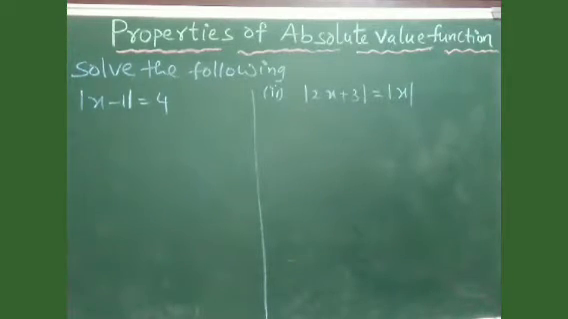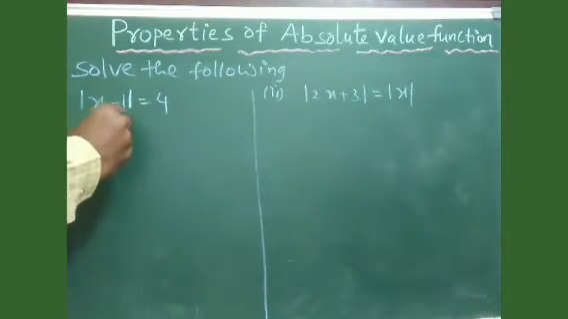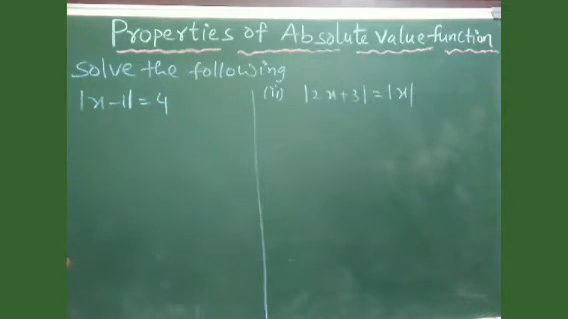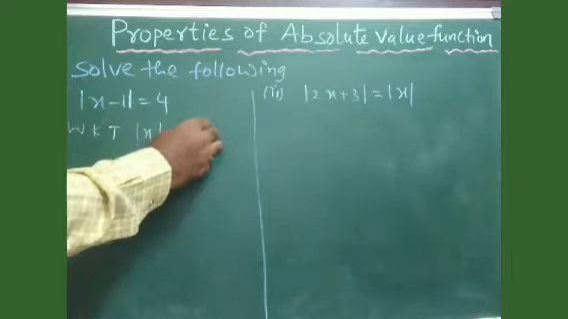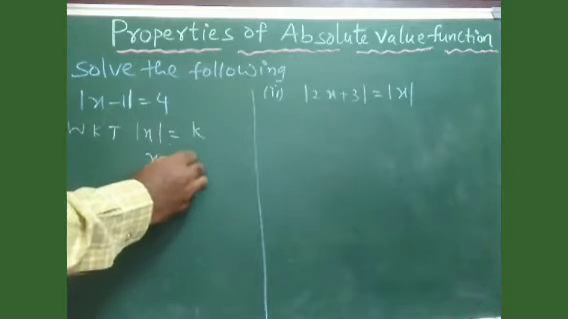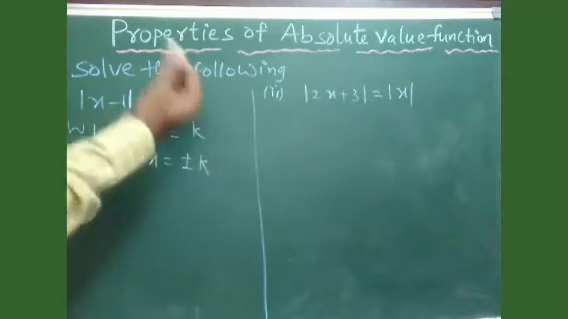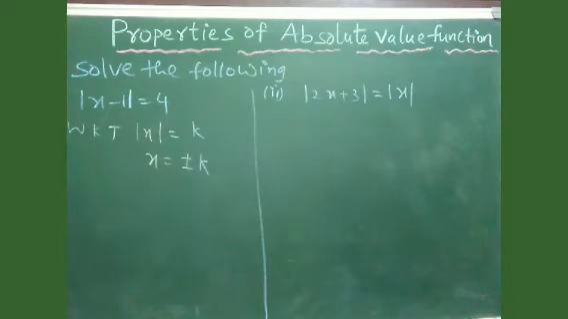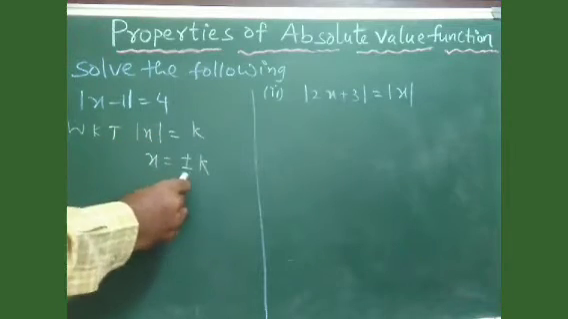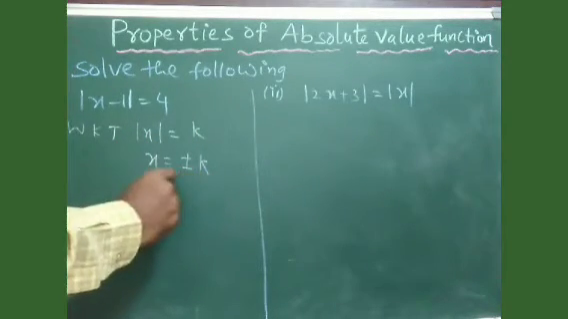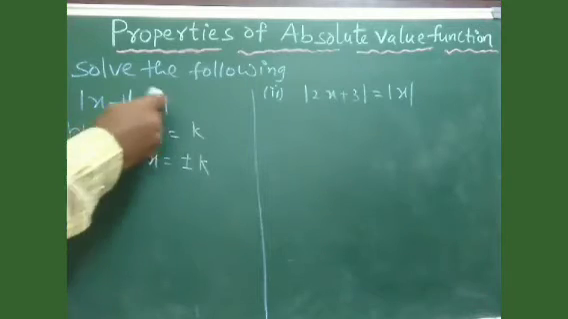Solve the following. So question number 1 is modulus of x minus 1 is equal to 4. So we know that modulus of x is equal to k, hence x is equal to plus or minus k. Just now we learnt in the previous properties: modulus of x is equal to k, then we can write that x is equal to plus or minus k. So this is in the same manner.